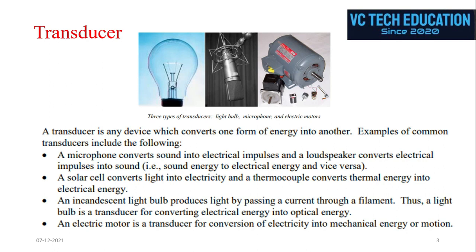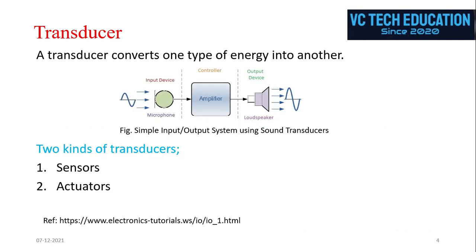The light bulb, the electric bulb, produces light by passing current into a filament. Thus, a light bulb is a transducer for converting electrical energy into optical energy. An electrical motor is a transducer for conversion of electricity into mechanical energy or motion. A transducer converts one type of energy into another.